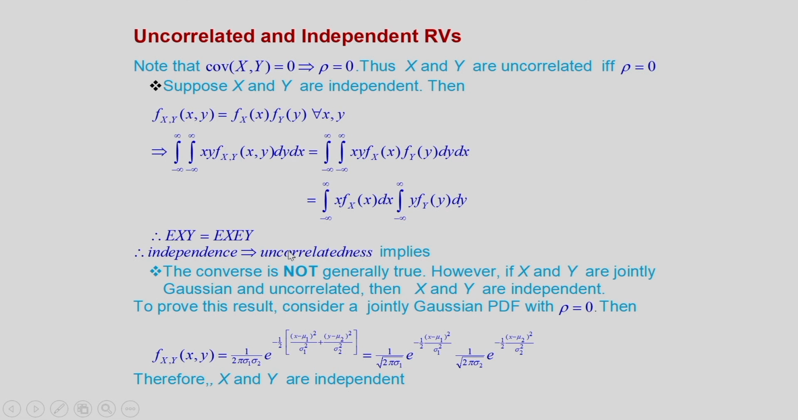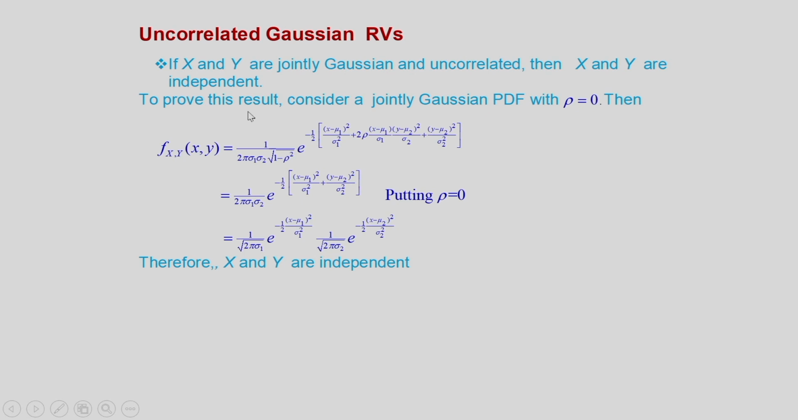That is, if x and y are independent, then they are uncorrelated. Independence implies uncorrelatedness. The converse is not generally true. So, uncorrelatedness does not imply independence in general. However, if x and y are jointly Gaussian and uncorrelated, then x and y are independent.